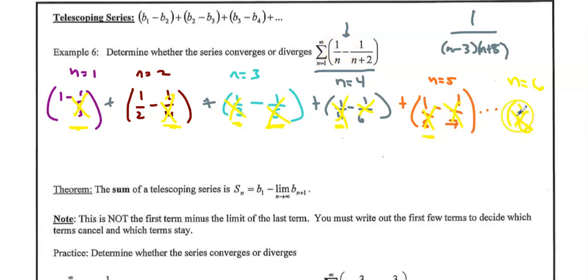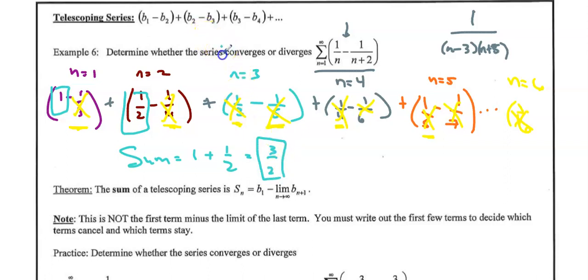Everything is going to cancel out except for the only 2 terms that were left. We have a 1 and we have a 1/2. These are the only 2 terms that did not cancel. So the sum of this series is going to be 1 plus 1/2, which is 3/2. We can now say that this series will converge. That's a really good way of showing you guys how to do a telescoping series, and this is the really easy way of finding the sum. It's just to list terms out as you go.